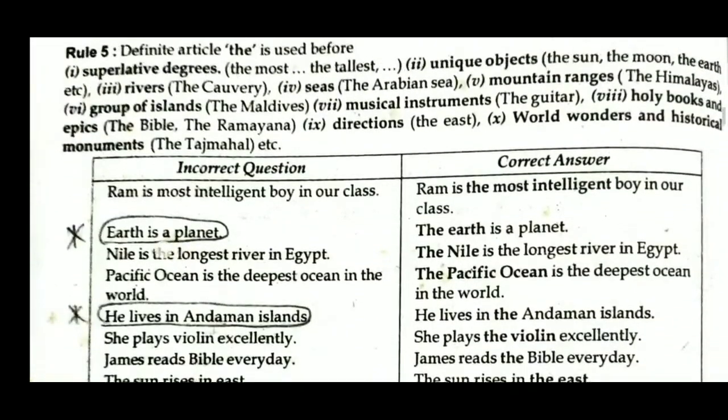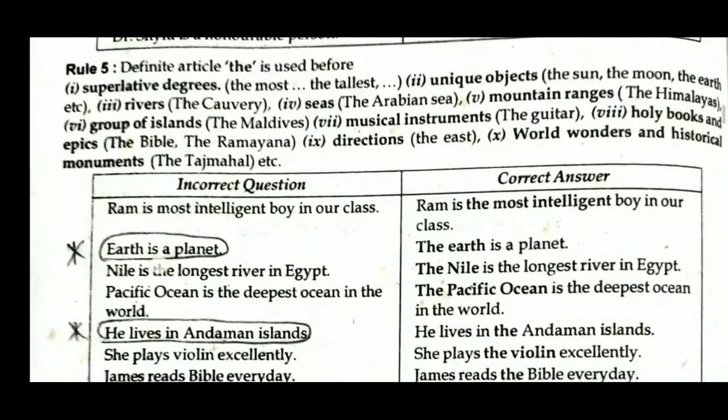So the definite article the is used before superlative degrees, the most, the tallest; before unique objects; before rivers, seas, mountain ranges, groups of islands, musical instruments, holy books and epics, directions, world wonders and historical monuments, etc.